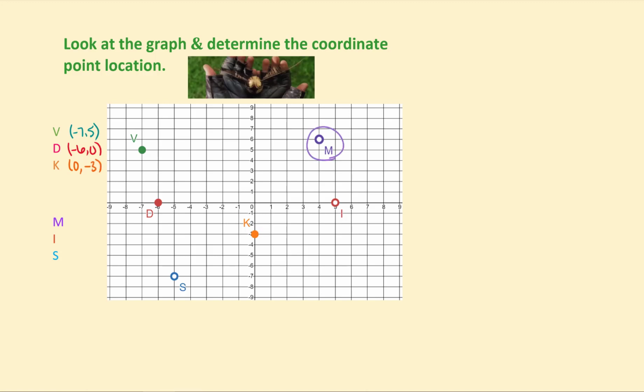All right, the next point that we're looking for is M. This time it looks like we went to the right 4 and up 6. So right is positive, up is positive, 4, 6. I is the next point. It looks like we went to the right 5 spaces, and then we did not move up or down at all. So 5, 0. And our last and final point is S, where it looks like we went to the left 5 and down 7. Left is -5. Down would be -7.